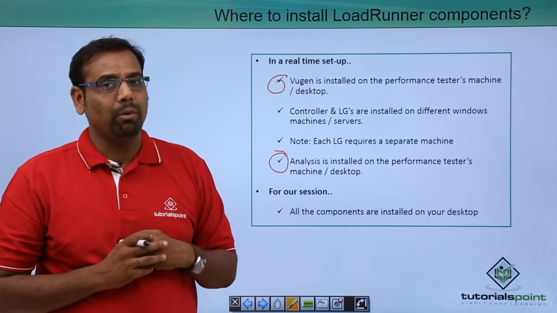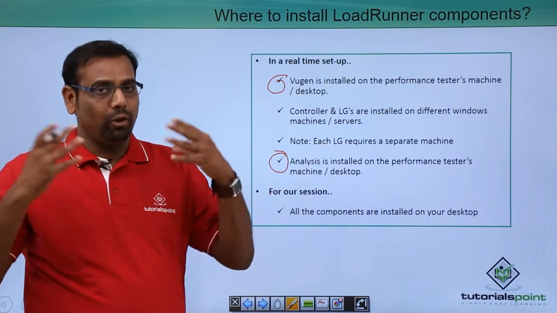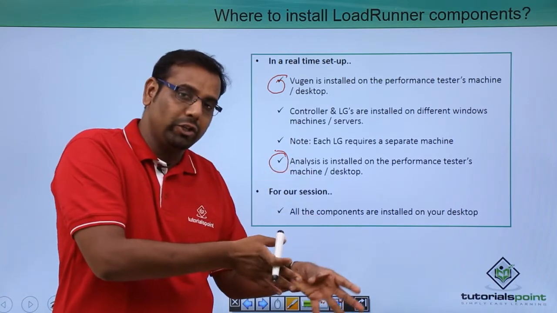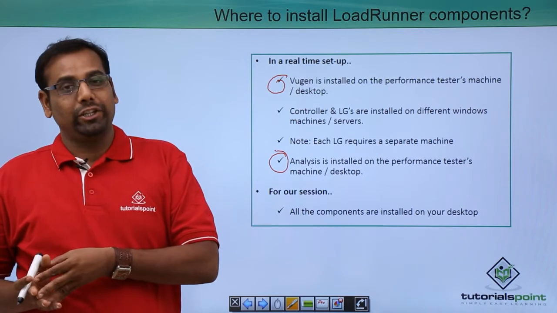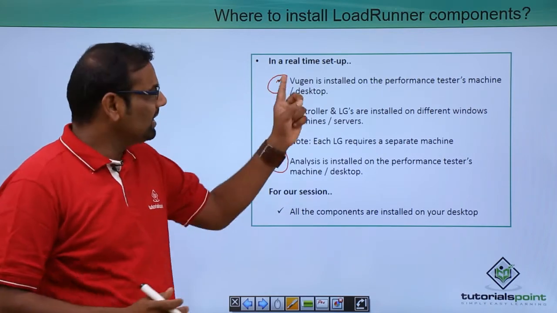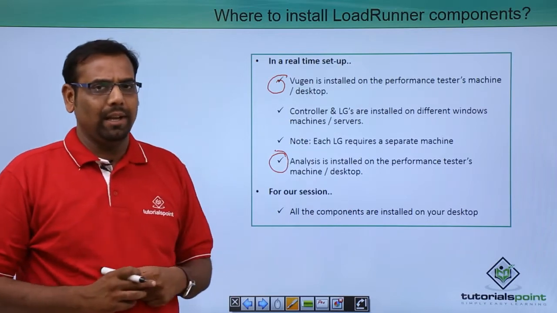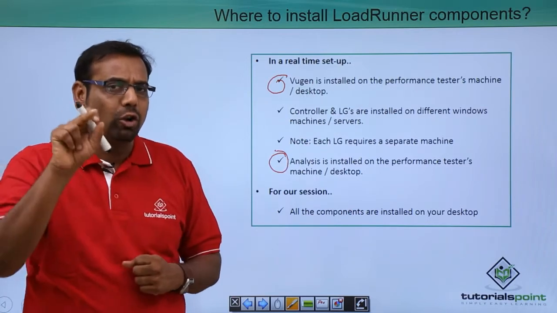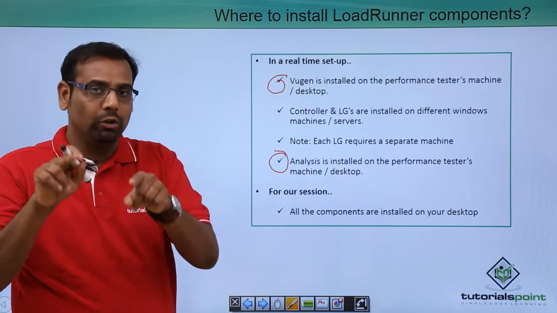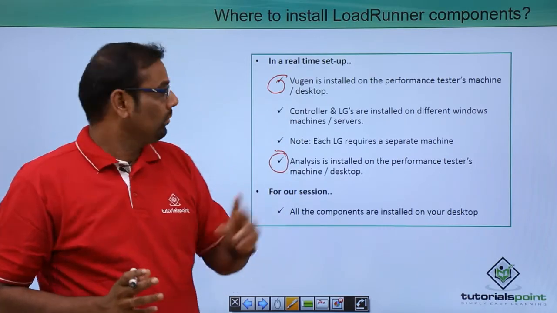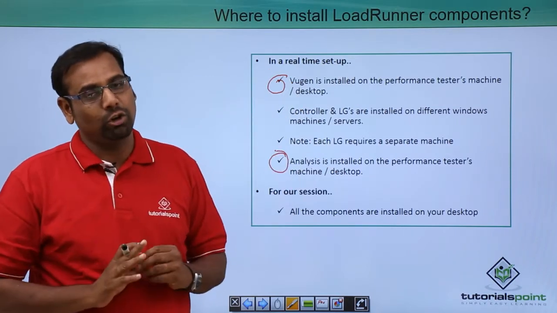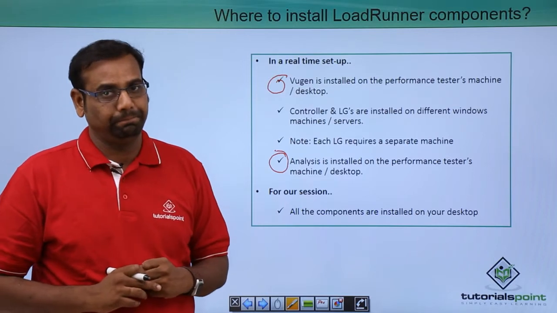It totally depends upon how many LGs you have, how many LGs you need, and what your setup is. LGs can be the same controller machine, it could be a different machine altogether, and you can have multiple LGs as well. So this is how a real setup looks like. But when you download and install on your own machine, every single component is installed on your desktop machine itself: the VUGen, the controller, the LGs, and analysis, everything.